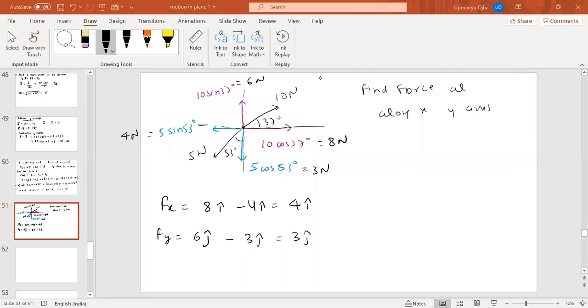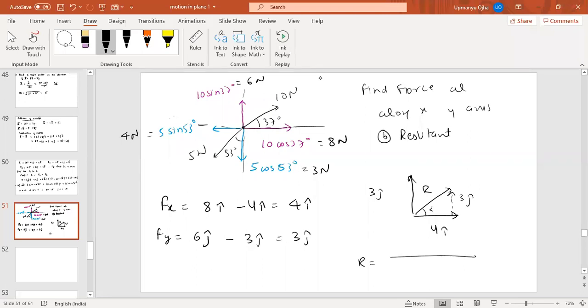Second part: if I ask you what is the resultant of the forces, now draw Fx and Fy. Fx is 4 i cap, Fy is 3 j cap. The resultant would be somewhere in between these two vectors. So we can shift 3 j cap here. This angle is alpha. Can we say the resultant is equal to the square root of 3 square plus 4 square, which is 5 Newton. So 5 Newton is the resultant.